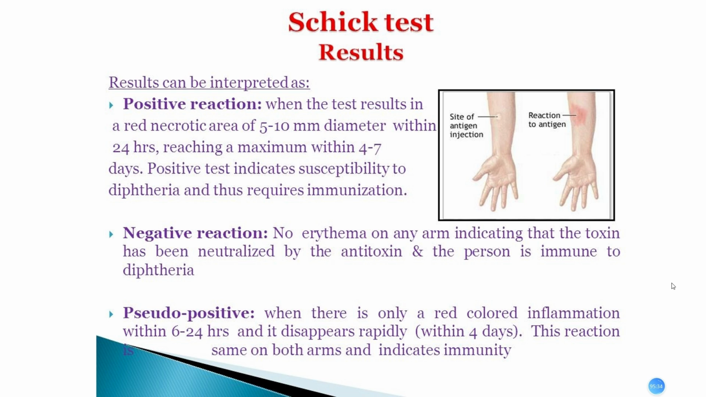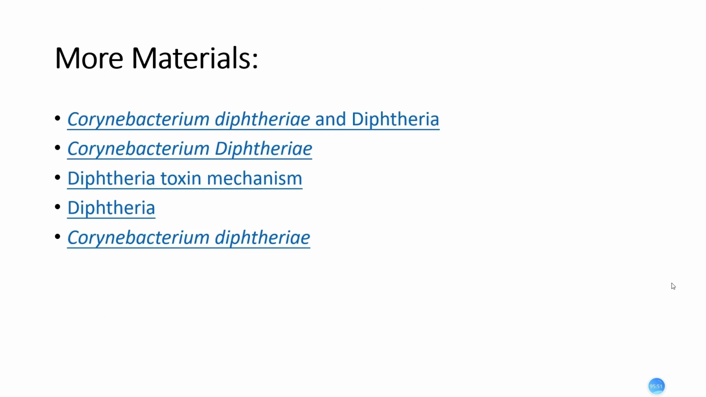With this Schick test, we can check the whole population, like what percent of the whole population is immunized, is protected, using a very tiny amount of toxin underneath the skin. Okay, that's all for the diphtheria. So that's all for today.